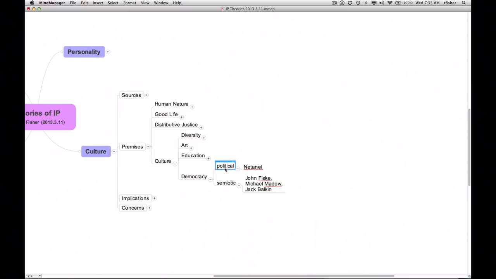For essentially the same reason, we should strive to increase participatory democracy with respect to cultural meanings, what John Fiske, Michael Madow, and Jack Balkin have called semiotic democracy. This theme merits some more elaboration.